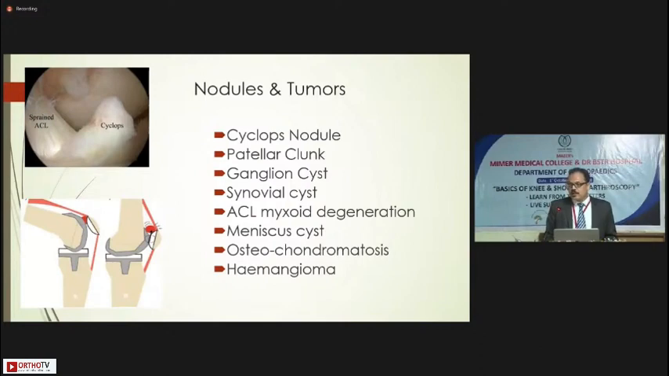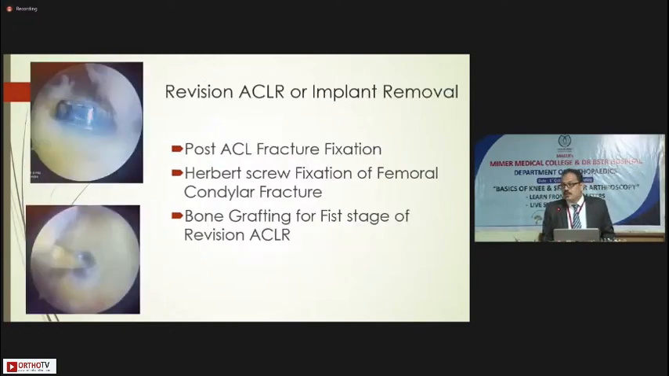Nodules and tumors like cyclops nodule, not necessary, it is always with an ACL tear. Patella clunk syndrome, as in case of TKR, ganglion cyst, synovial cyst, ACL myxoid degenerations, meniscal cyst, as I spoke already, osteochondromatosis and hemangiomas, all can be dealt arthroscopically. We also use arthroscopy for revision ACLR cases, and of course implant removal. Now this was one of the cases, and you can see there is a Herbert screw which is very, very prominent and hurting the cartilage, and we could arthroscopically go down and remove that.